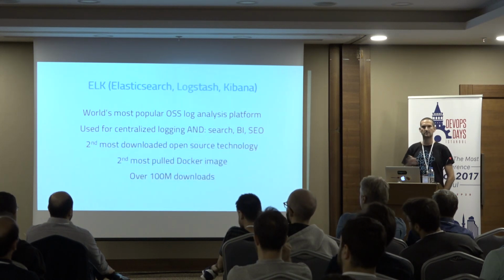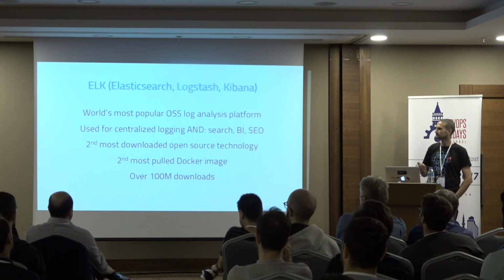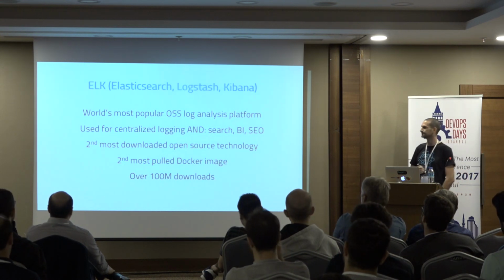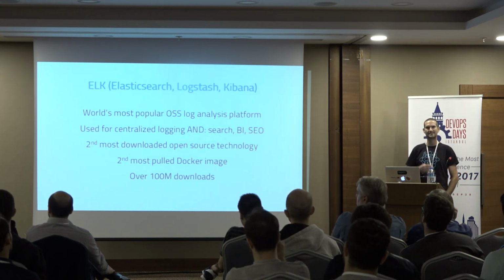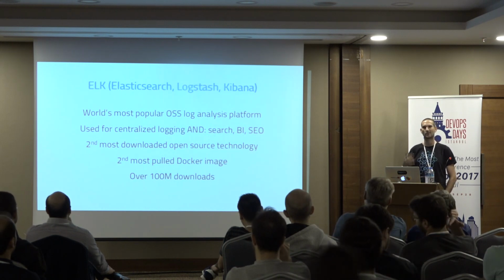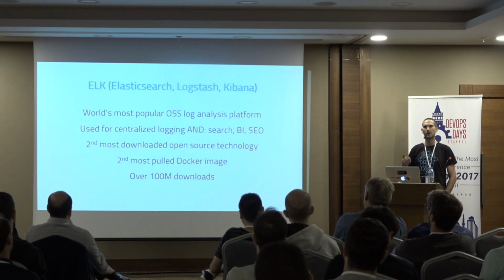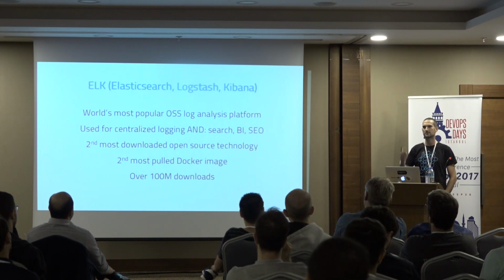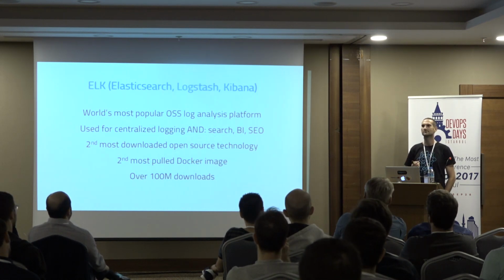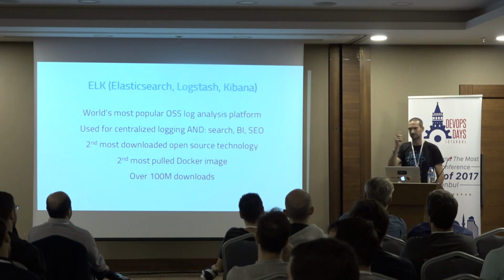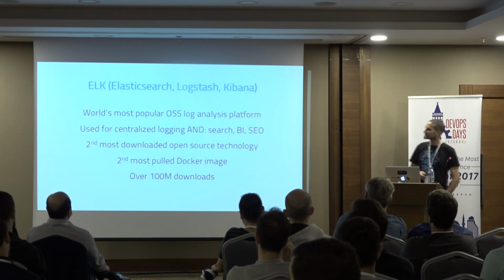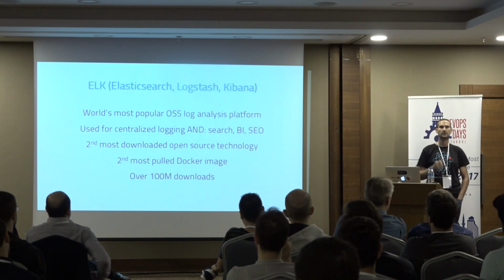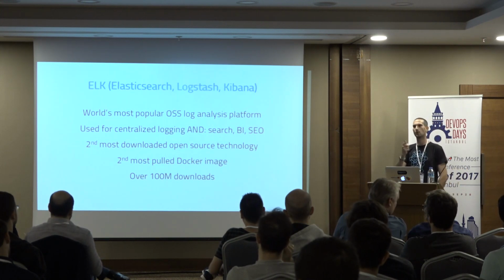Just some statistics to help put things into proportion. Elasticsearch is the second most downloaded open source technology out there. Anybody know what number one is? Guesses, come on, wake up. Linux. Linux, very good. Elasticsearch is also the second most pulled Docker image on the Docker Hub. Again, number one is Nginx.